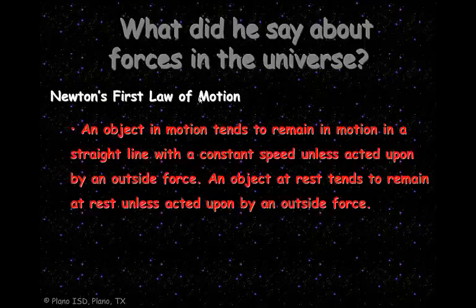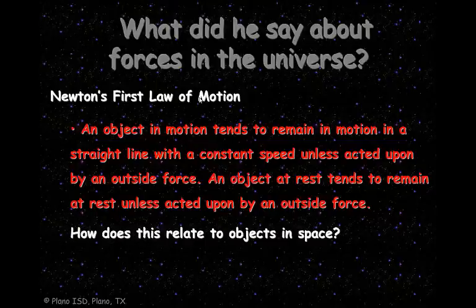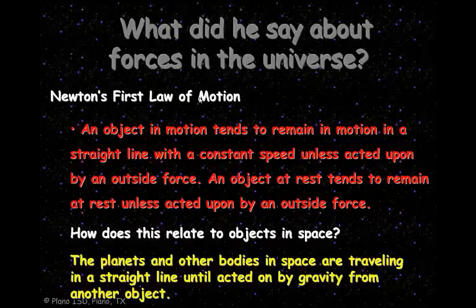Well, Newton's first law: an object in motion tends to remain in motion in a straight line with a constant speed unless acted on by an outside force. An object at rest tends to remain at rest unless acted on by an outside force. So how does this relate to objects in space? The planets and other bodies in space are traveling in a straight line until acted on by gravity from another object, usually the sun.